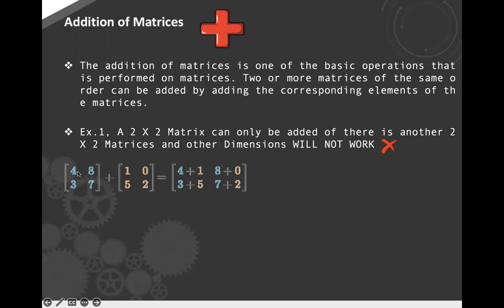So we have a 2 by 2 in this first one and a 2 by 2 in the second one. What we're going to do is add the 4 plus 1, the 8 plus 0, 3 plus 5, and the 7 plus 2, and so on. They're only allowed to work if they're both 2 by 2, 3 by 3, or 4 by 4, not a 2 by 3 and a 2 by 4. That will not work.